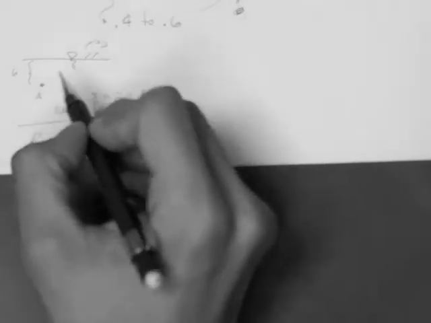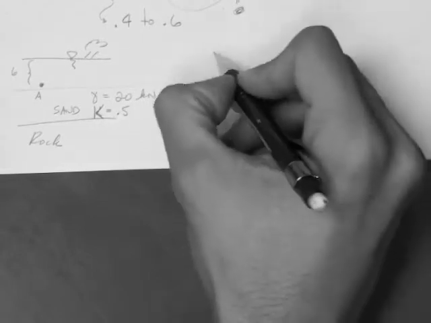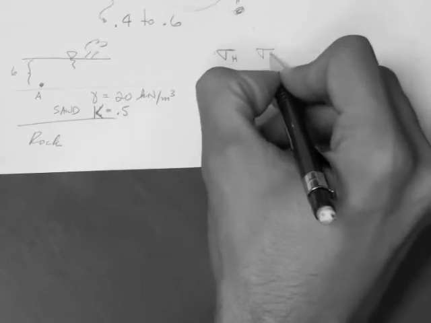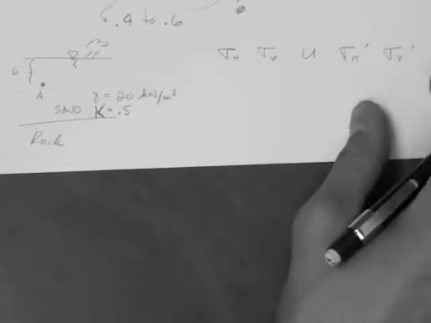And we're going to find the geostatic stresses at this point. What are the geostatic stresses? Sigma H, sigma V, U, sigma H prime, and sigma V prime. Okay? So, let's begin. In fact, I'm going to use another page.